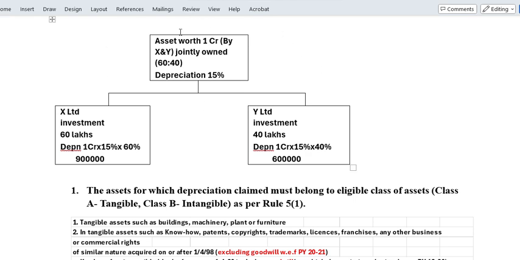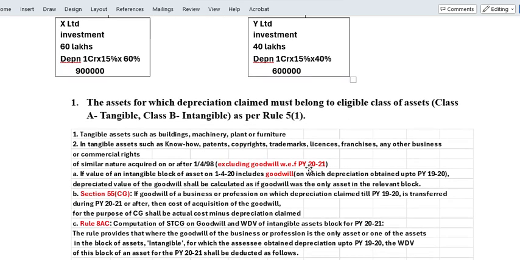Now, as I said, it can be a partial ownership also. Take an asset of 1 crore, which X Limited and Y Limited jointly bought in the ratio 60-40. If the depreciation block is 15%, then 1 crore into 15% depreciation is there, and you have to multiply it with that. You will get the depreciation, and in the double DV, if you are considering 1 crore, you have to multiply with 15%, and only 60% goes to X Limited, and the balance will go to Y Limited.